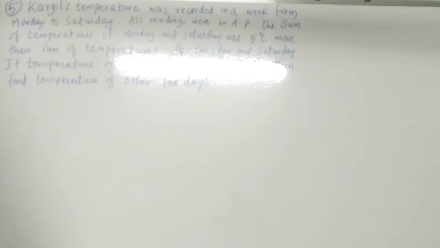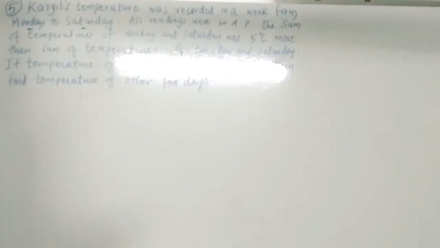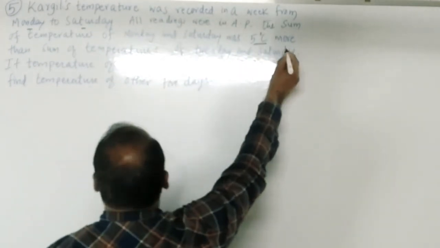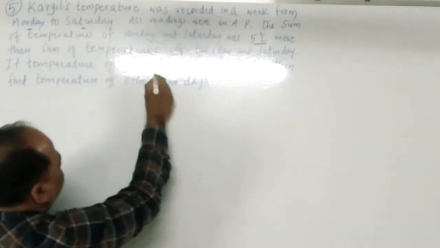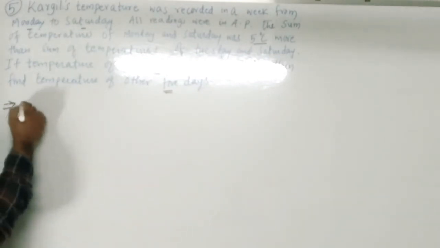Kargil's temperature was recorded in a week from Monday to Saturday. All readings were in AP. The sum of temperature of Monday and Saturday was 5 degrees Celsius more than the sum of the temperature of Tuesday and Saturday. If the temperature of Wednesday is minus 30 degrees Celsius, then find the temperature of other 5 days. So let it be an AP, arithmetic progression. So we should solve this example by using the particular terms in arithmetic progression.